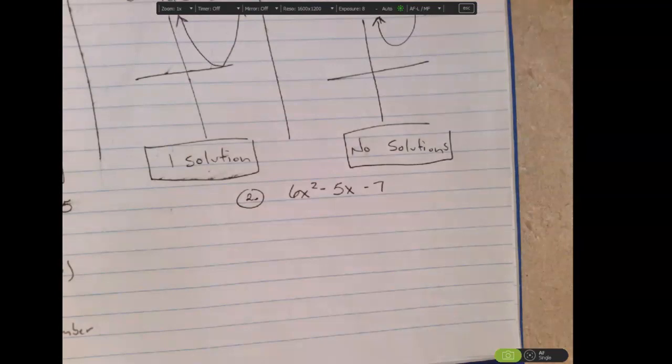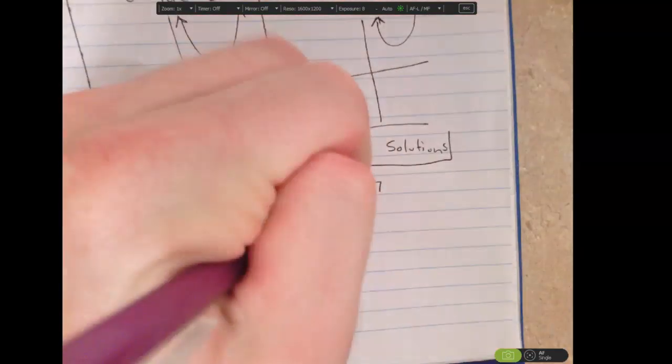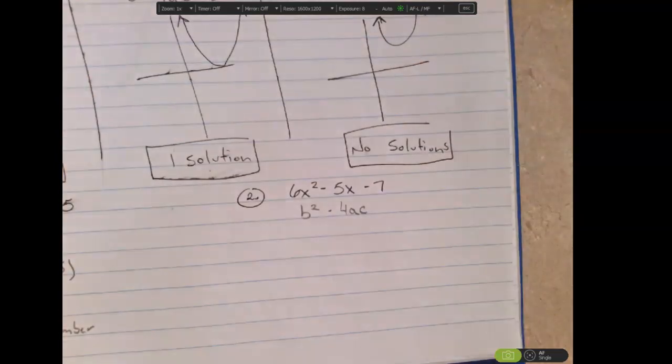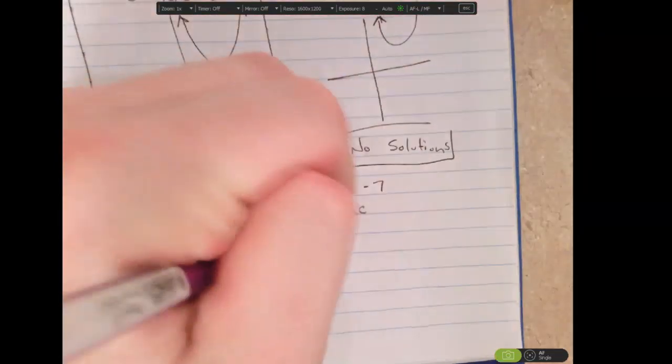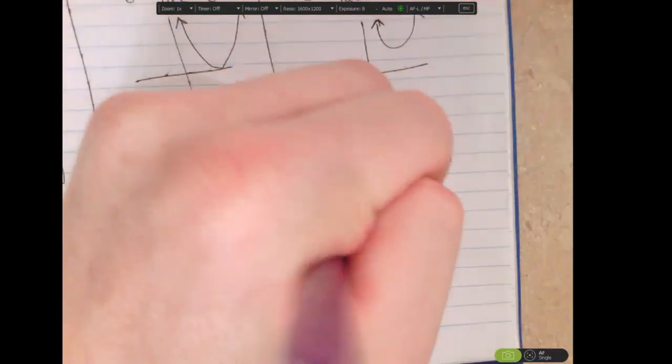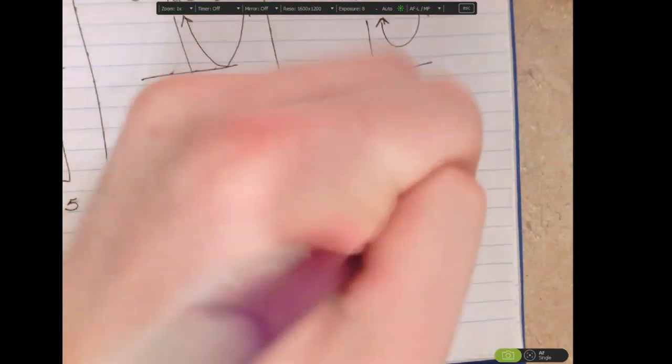Last problem, guys, and then we'll be finished for the day. Hopefully you've been a good sport and you played along and listened to all the notes and got them all down today. So last one. Again, write the formula down: b squared minus 4ac. My b squared is going to be negative 5 squared, minus 4. A is 6. C is negative 7. Go through.